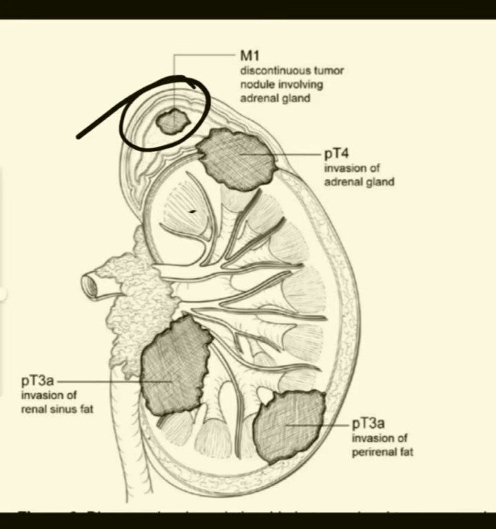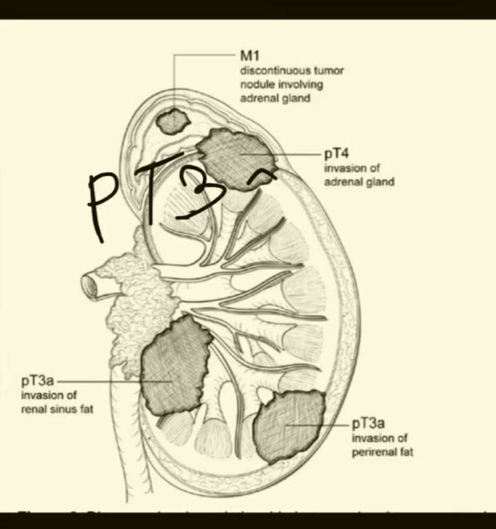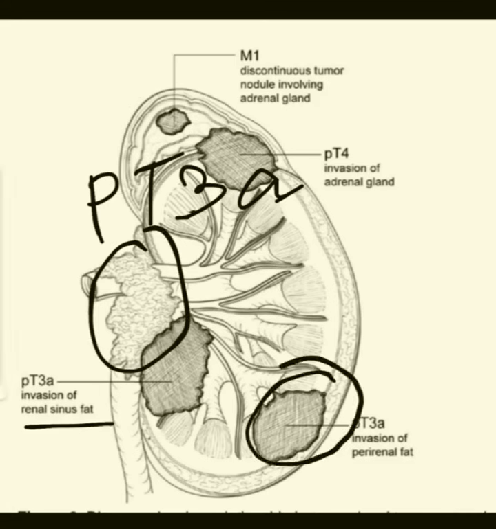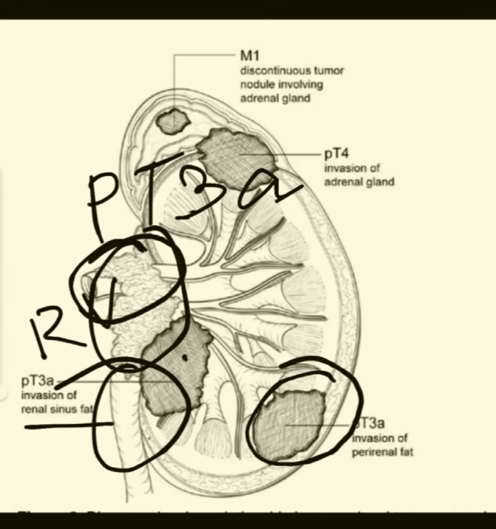Then we have the T3 stage. Now pT3 stage is classified as pT3a, pT3b, and pT3c. We call it pT3a when the renal sinus fat is involved or the perirenal fat is involved. We call it pT3a also in the case if the renal vein is involved or the pelvicalyceal system is involved. We call them as pT3a.